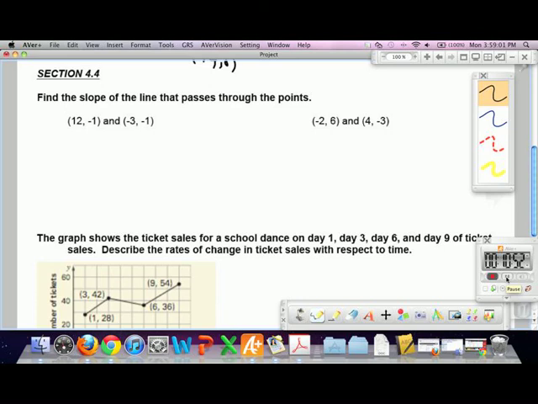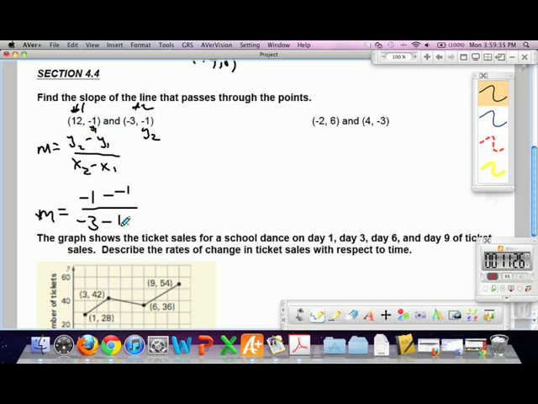Calculating slope, slope formula, y2 minus y1 over x2 minus x1. If I pick this to be number 2, this to be number 1, first and second points, then slope better be equal to, say, negative 1 minus negative 1, y2 minus y1 over x2 minus x1, minus negative plus positive, 0 over negative 15 is 0.